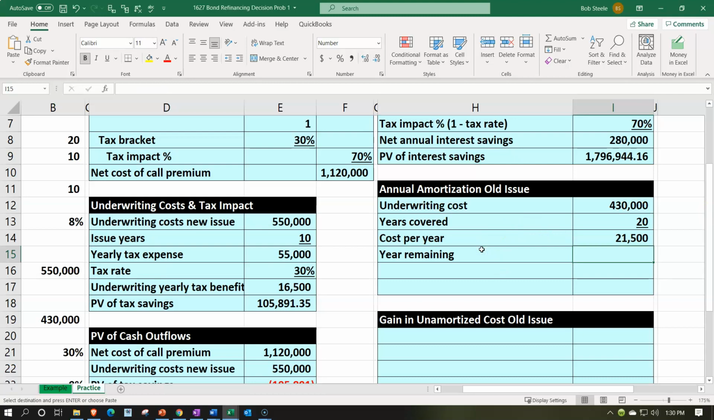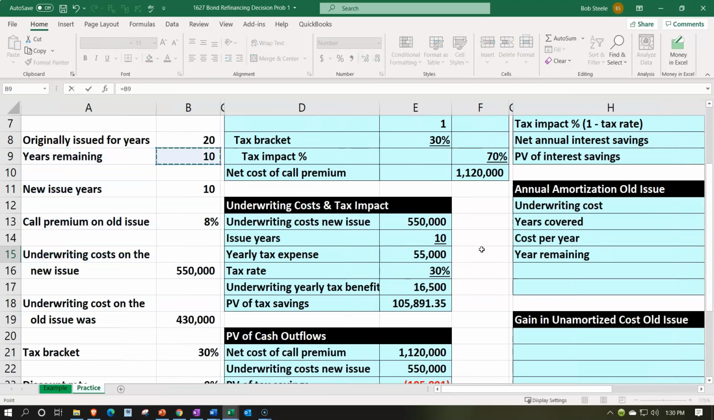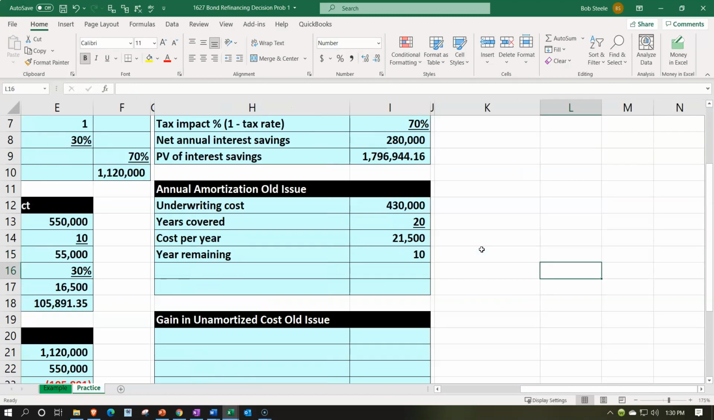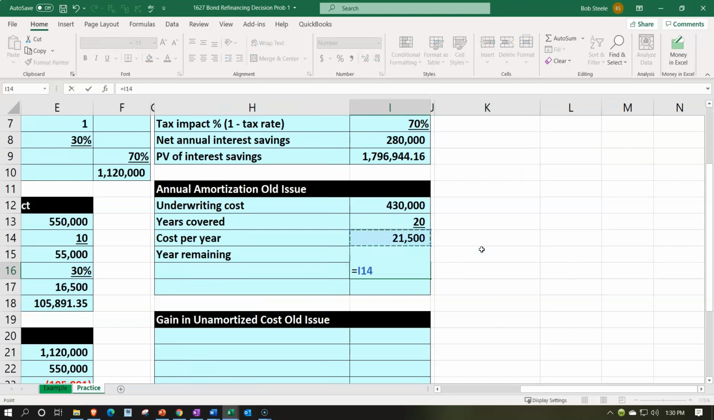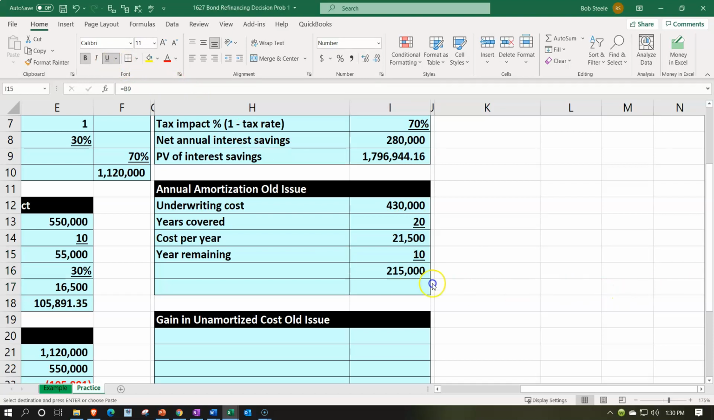Now, 10 years has already gone by. The years that are remaining are going to be the 10 years remaining. So that means we have an unamortized amount of benefit, which is the 21.5 times 10. And let's underline that. That's going to give us our unamortized cost that we have not got a benefit from. So once again, we paid the 430 already. Then we get a tax benefit, kind of like you would do for a fixed asset type of calculation, like a depreciation type of thing. And we're going to divide it by 20.